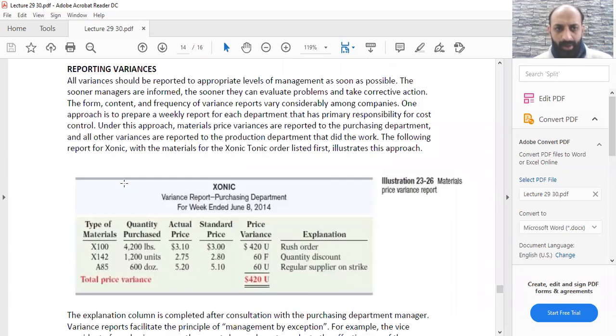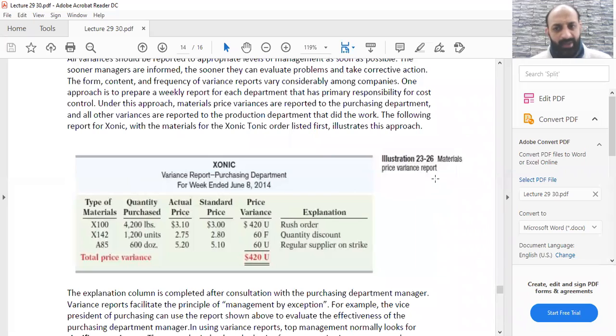Now, how do you report variances? We can simply make a materials price variance report. You do it by type of material. What actual quantity was bought, what price was paid, what price should have been paid. So when you use this, you get the price variance.